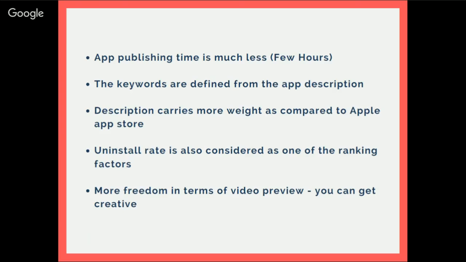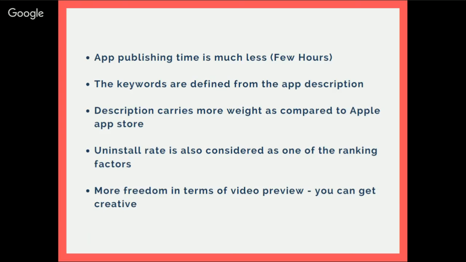Now, this is where Google, of course, has its best search engine. So they do not ask you for keywords explicitly. What they do is whatever description you have put, they are going to make keywords out of it, just like they do for any other website. So that's where the app description becomes even more important. The placement of keywords within the app description has to be there. Description carries more weight as compared to the Apple App Store because there are no explicit keywords, as I mentioned.